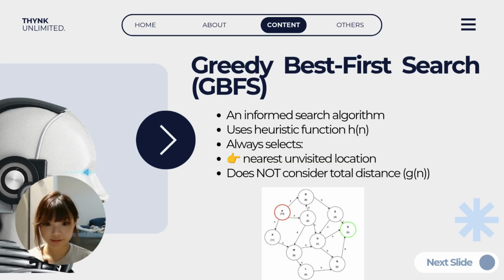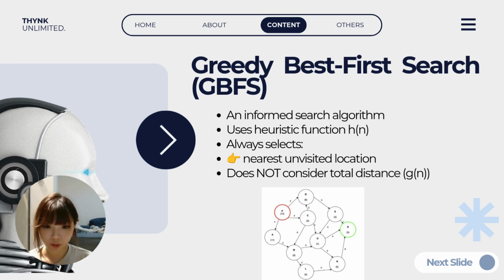Next, I will explain greedy best first search. GBFS is an informed search algorithm, which means it uses extra information called a heuristic to guide its decisions. The main idea is very simple. It always selects the location that appears closest to the goal. In our case, this means choosing the nearest unvisited residential location at each step.